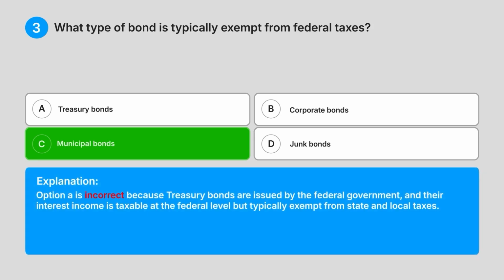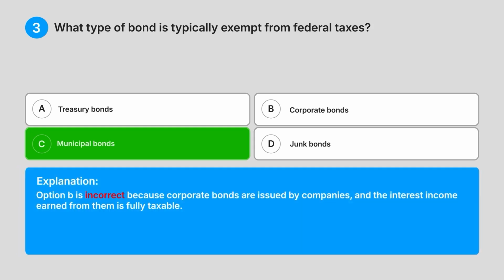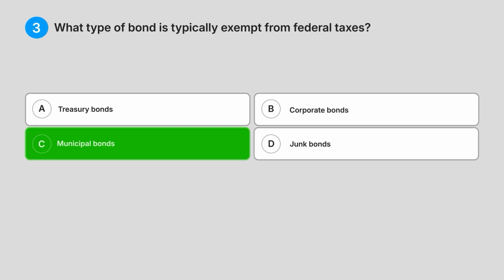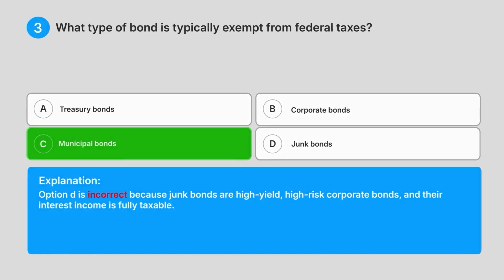Option A is incorrect because treasury bonds are issued by the federal government, and their interest income is taxable at the federal level but typically exempt from state and local taxes. Option B is incorrect because corporate bonds are issued by companies, and the interest income earned from them is fully taxable. Option D is incorrect because junk bonds are high-yield, high-risk corporate bonds, and their interest income is fully taxable.